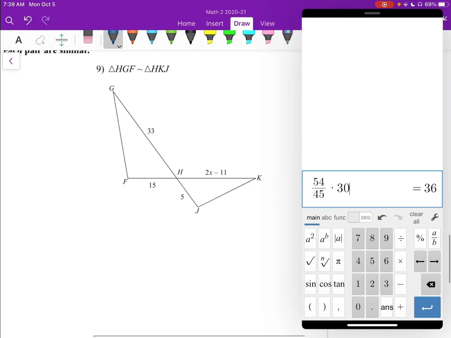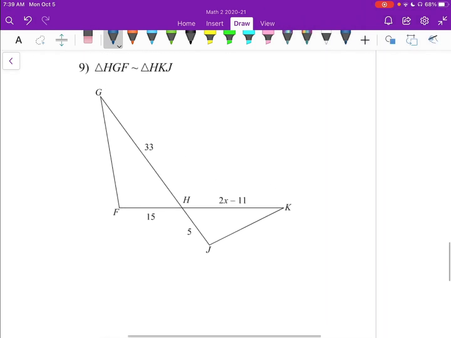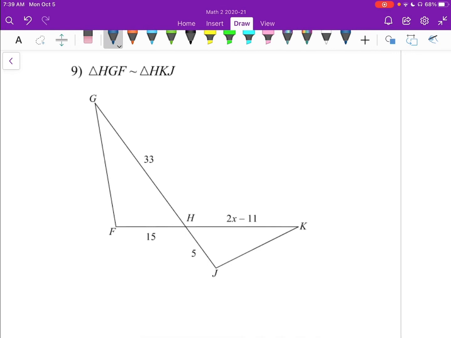All right, number 9. This one works very similar. I'm going to start off doing the same thing. I'm going to put little circles and boxes around the different points. So I look here, H and H go together, so I'm not going to worry about that. G and K, I'll put little circles around G and K. F and J, I'll put little boxes around them.